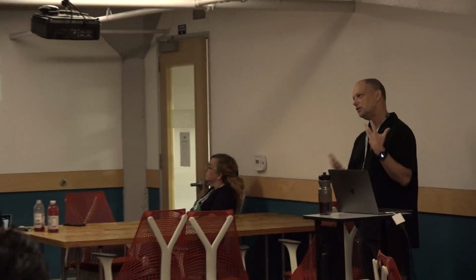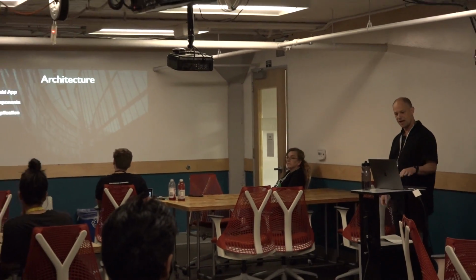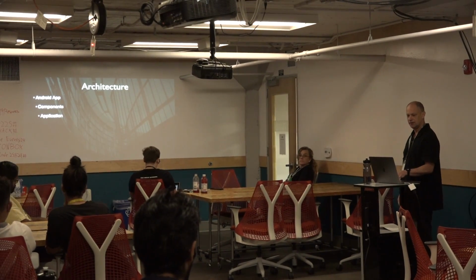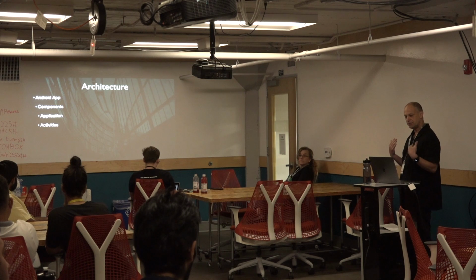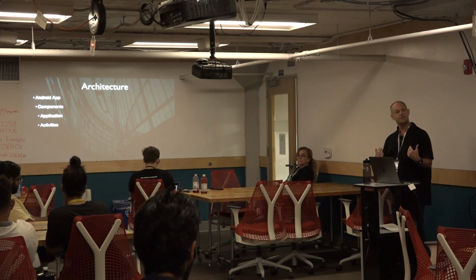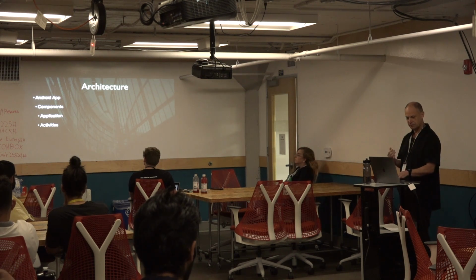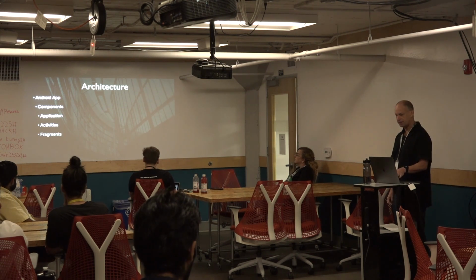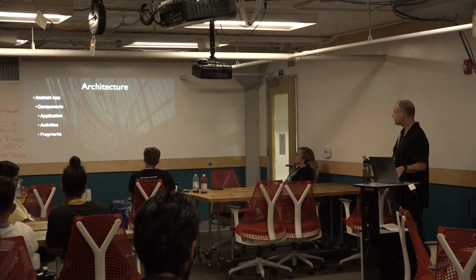So let's go ahead and talk about the architecture. For an Android app, it has several different components. The very first one is called the application. This is something you don't have to write, but there is one application per app. And then there's activities, and you can think of activities as your screens. And we'll go into detail about that a little bit more. Then there's fragments, and then services.